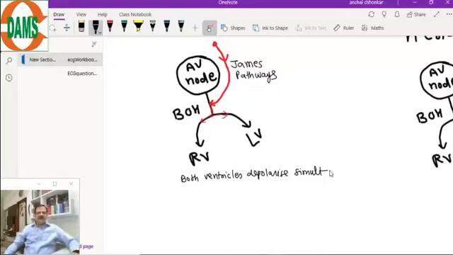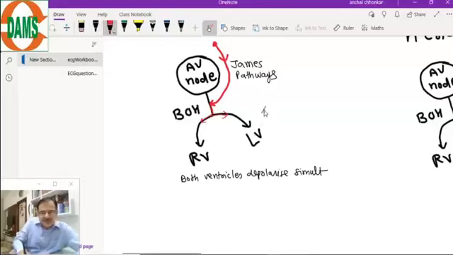Both the ventricles will depolarize simultaneously. Yes, very nice. It is Lown-Ganong-Levine syndrome. The diagnosis of this syndrome is a James pathway attaching to the bundle of His, bypassing the AV node. The atrial impulse bypasses it.